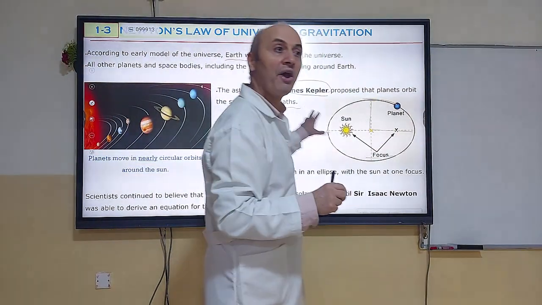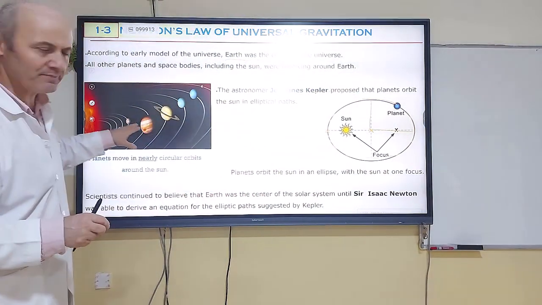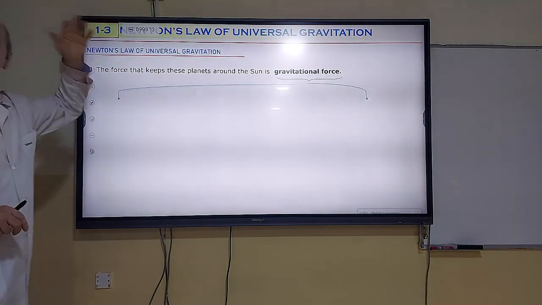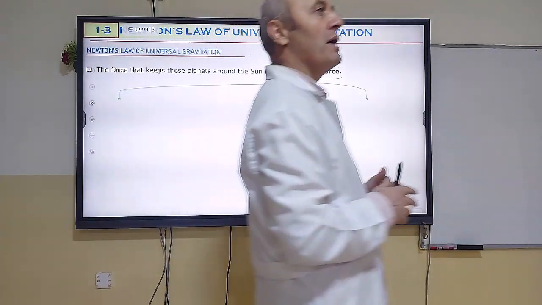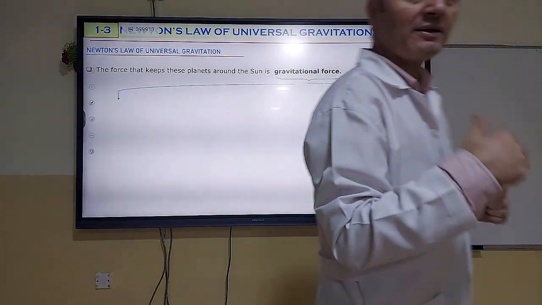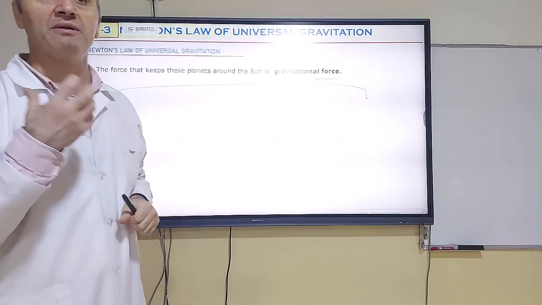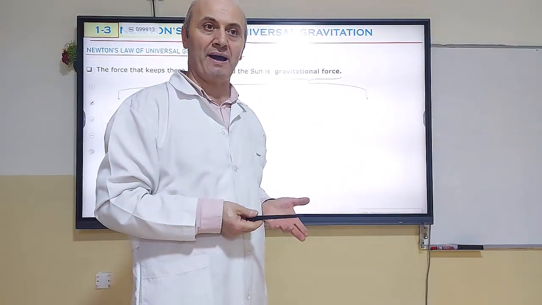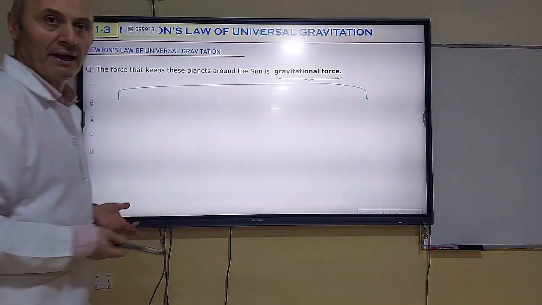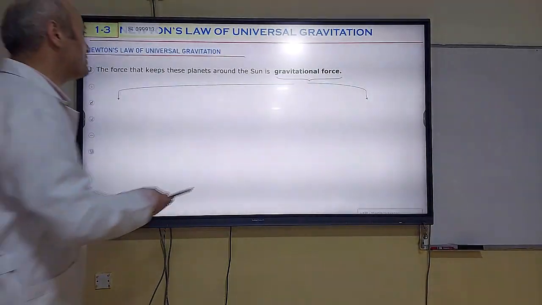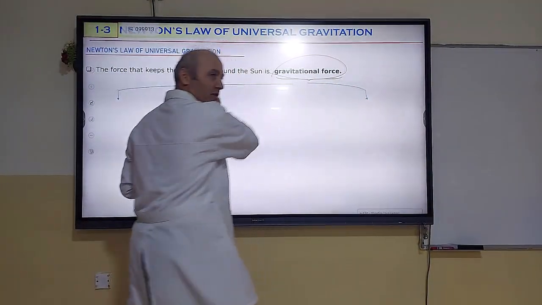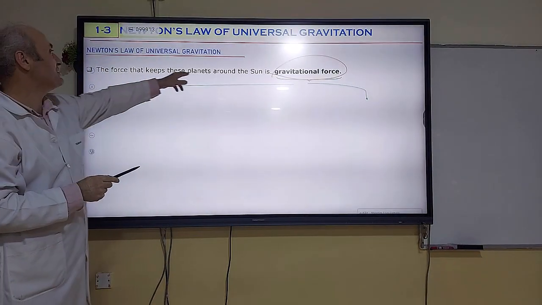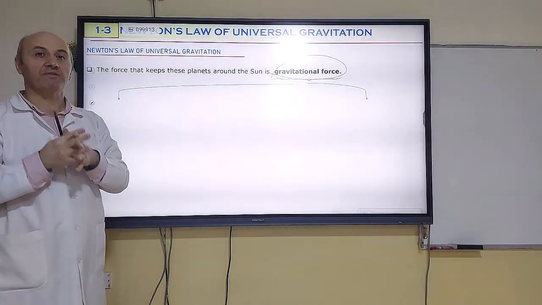Newton wrote an equation for these elliptical paths. What is this equation? It says that if an object is moving in an elliptical or circular path, we know there must be a force acting on this object, keeping these planets in the path. So which force could it be? Isaac Newton answered that this force is gravitational force. Yes, the force that keeps these planets around the sun is gravitational force.